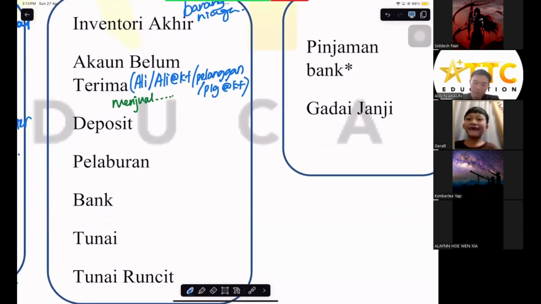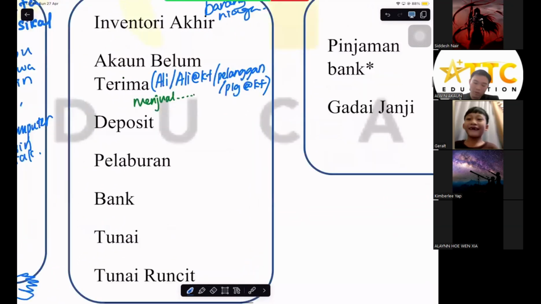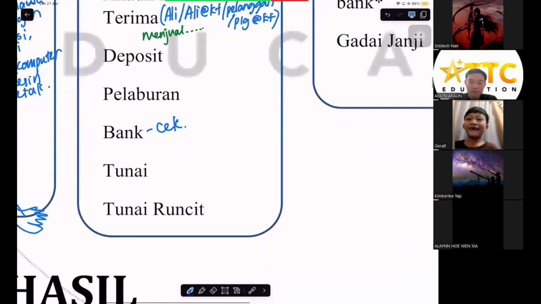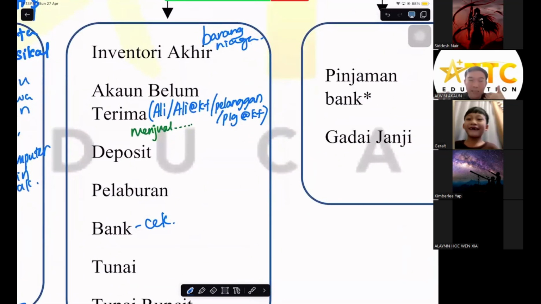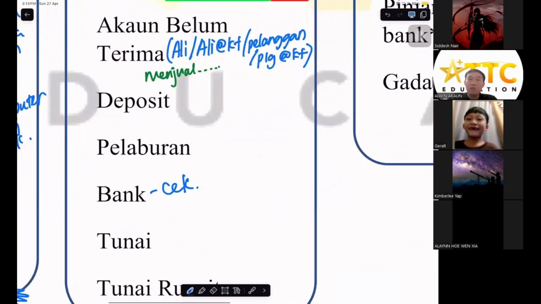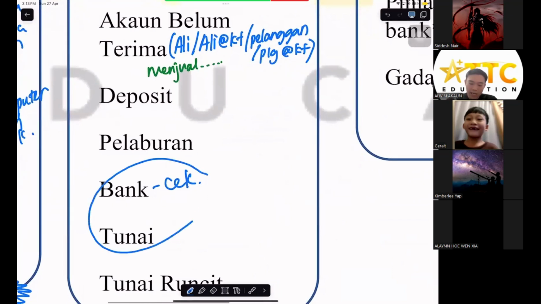Deposit is deposit. Pelaburan, your investment. Bank, normally when you see the word check. Tunai is tunai, tunai runcit is tunai runcit. Okay, if they say menjual secara cek, menjual barang niaga dan menerima cek, definitely it is something to do with the bank because check comes in. But if you see they say menjual something kepada someone without mentioning bank or tunai, definitely it is ABT. If they mention check or tunai, please catch these two in one shot.